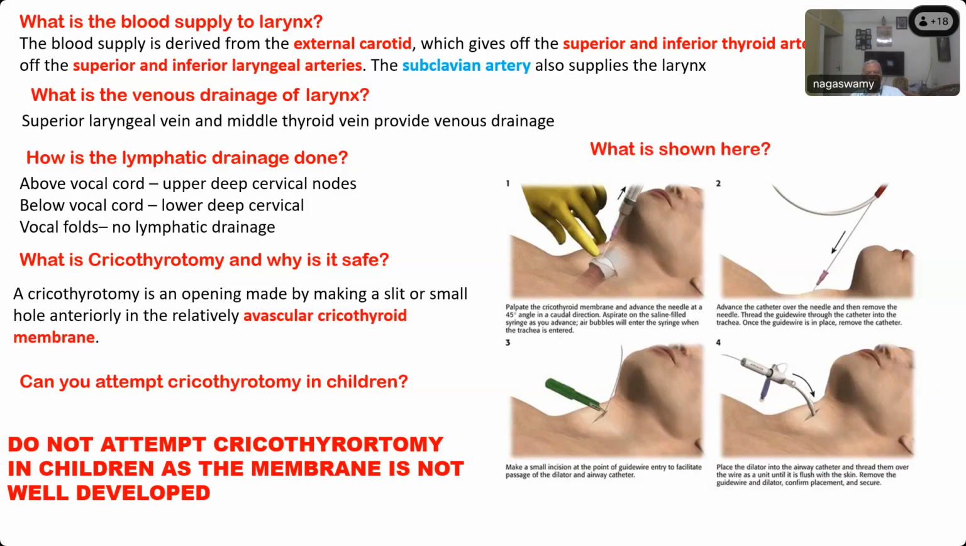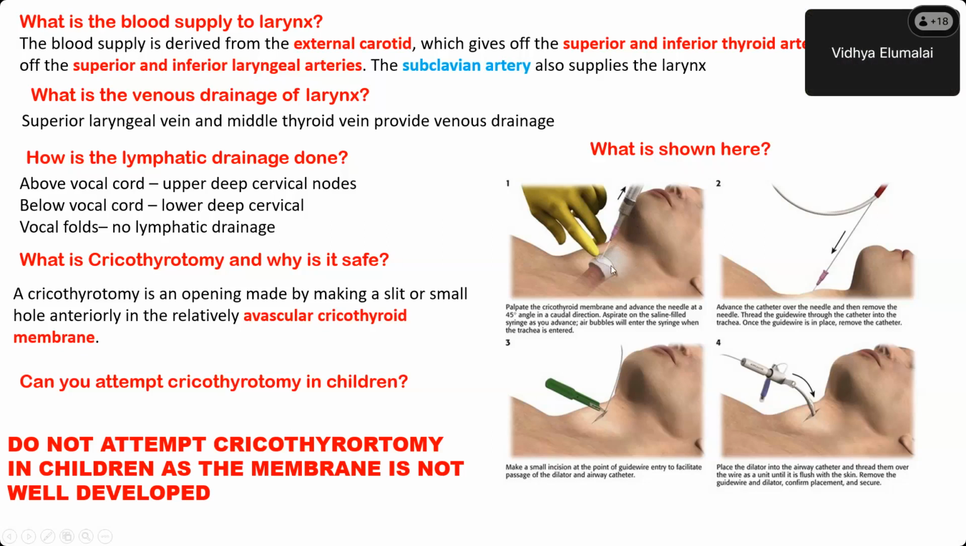So what is shown here? First step, injection of local anesthetic. You can see a series of pictures. It is not only one picture here. Here they are trying to aspirate. They are not trying to inject. You can see the arrow. So what are they aspirating? Air, to confirm whether it is air.